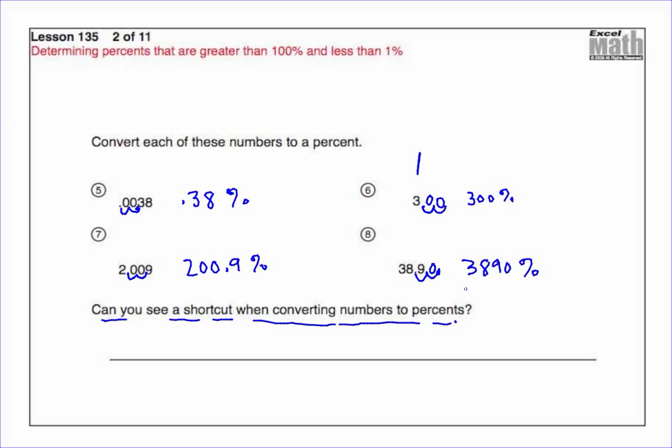It says, can you see a shortcut when converting numbers to percents? Well, I've already taught you the shortcut, so let's just write it down here. Write down: move the decimal 2 places to the right. All right, fill that in. You might need to pause the video if you write slower than me, and then turn it back on.